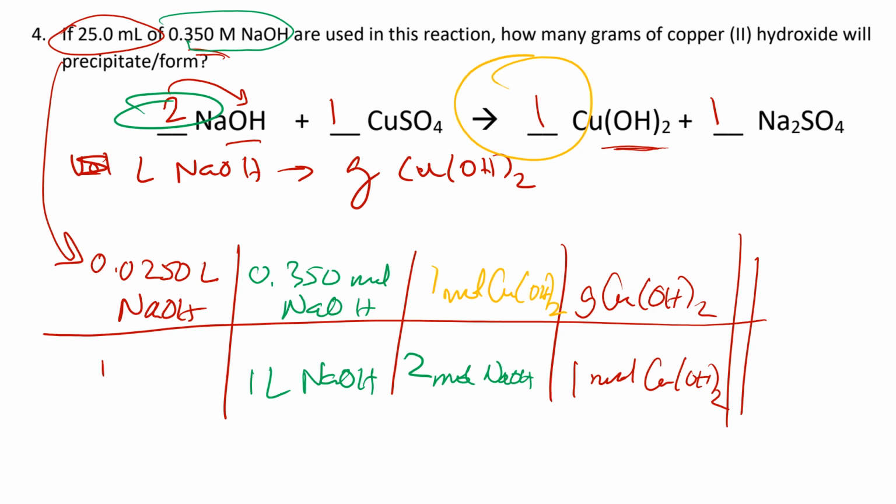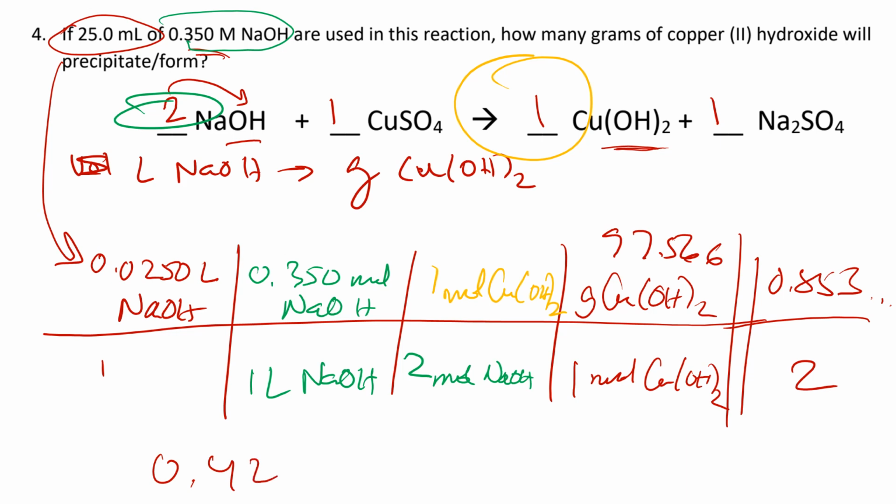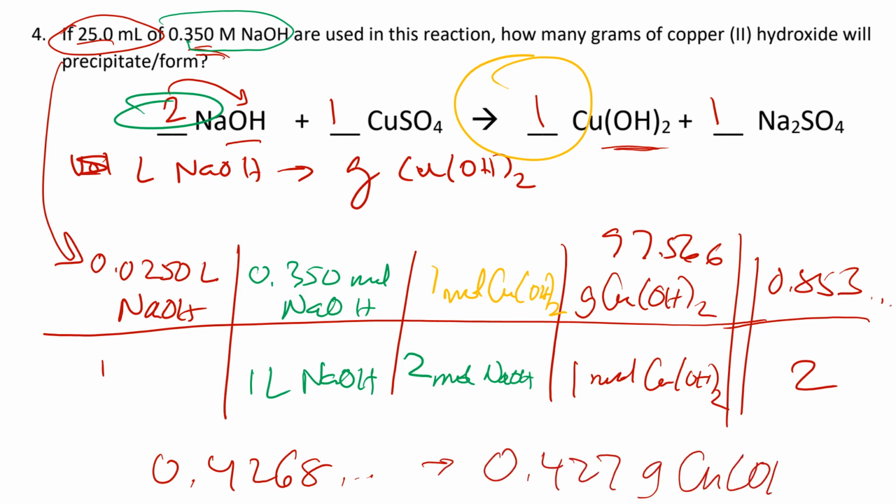So that means in 1 mole of copper 2 hydroxide, it is the molar mass of that. It's going to be 97.566. Looks like my denominator is going to be 2. My numerator is 0.0250 times 0.35 times 97.566. Cool. I'll end up with 0.853 something. Divide all that by 2. I will end up with 0.4268. But I'm trying to have 3 sig figs, so this would become 0.427 grams of copper 2 hydroxide.